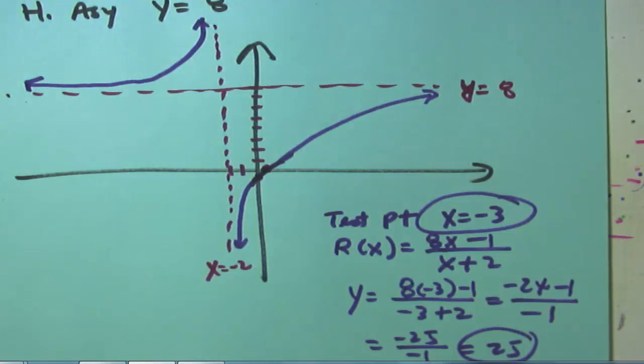So to recap what we just did, to graph a rational function, we need to find the intercepts, which are the x and y intercepts. We need asymptotes. We have vertical and horizontal asymptotes for this particular question. Sometimes you may need to test a point to get additional information for the graph.